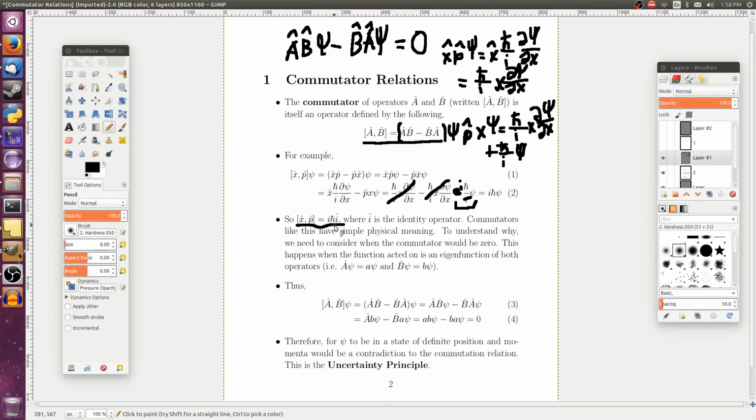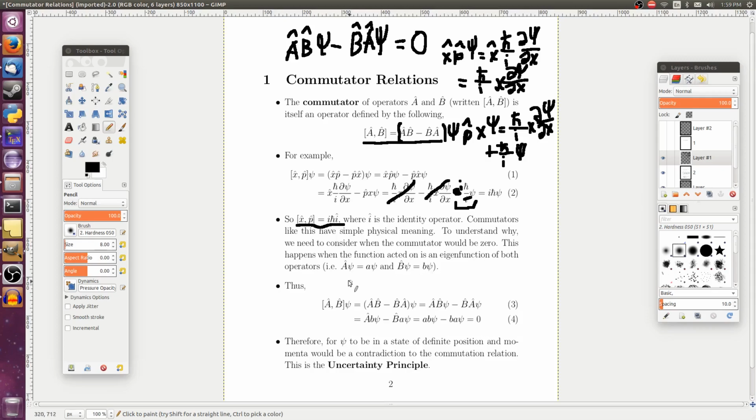So commutators like this, simple ones where it's just a constant, have a simple physical meaning. But to understand why that must be the case, we need to figure out in what case the commutator is actually 0. So when can I just flip the order of the operations? And the answer turns out to be whenever the function you're acting on with these operators is an eigenfunction of both the operators A and B, per se.